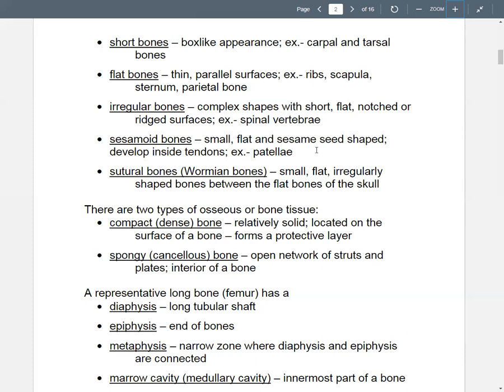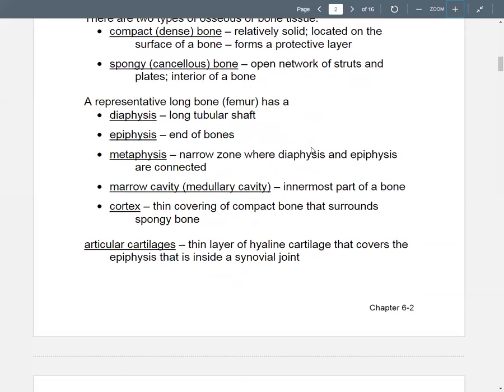Okay, bone can also be described in terms of its hardness. So you can have compact bone or dense bone, very solid on the surface of the bone. Helps with protection. We also have spongy bone, also known as cancellous bone. It's on the inside of the bone. Open, looks like a network. All right.